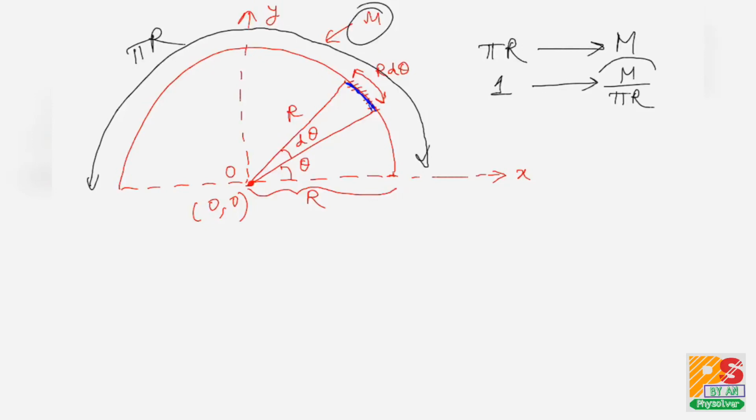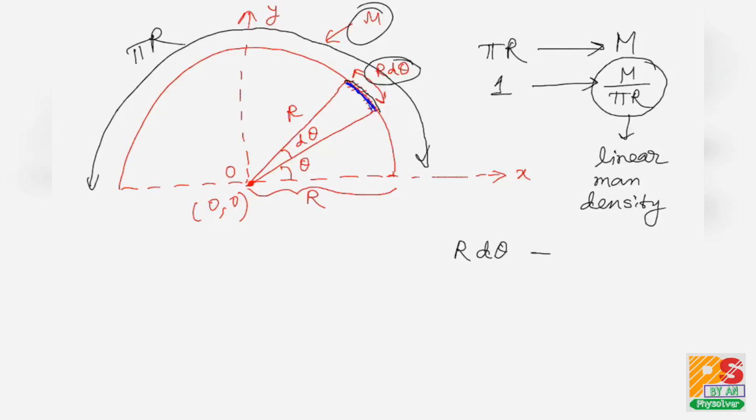Many people call this quantity the linear mass density of the ring. Linear mass density means mass per unit length. Now what is the length of this elemental ring? It is r d theta, right? So from the unitary method I can say that the mass of this r d theta length is nothing but linear mass density, or mass per unit length, into the length of that element, that is r d theta. So we get m by pi into d theta.